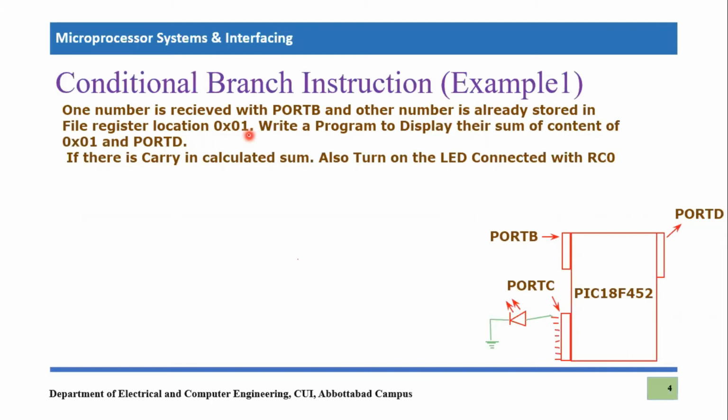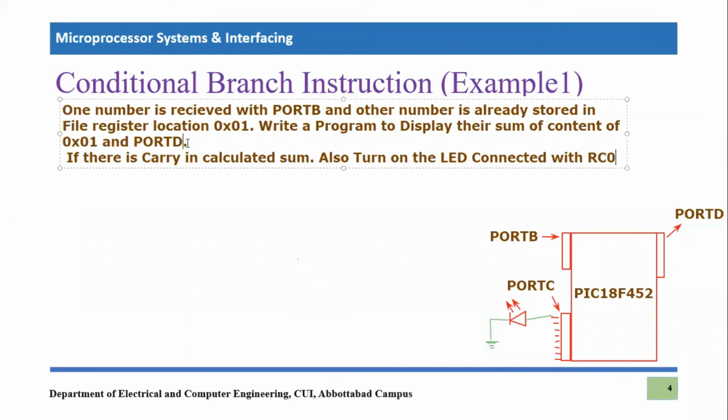What location? 01 hex. So there is another number stored in the file register location 01 hex, right? And we have to write a program to display their sum, the content of the file register 01 and port B. I'm sorry, there is a mistake. Let me correct it.